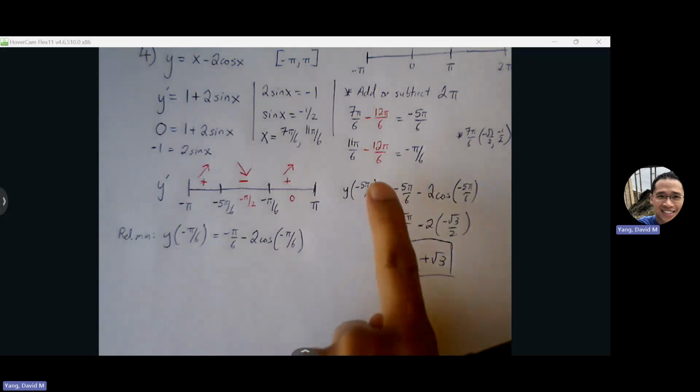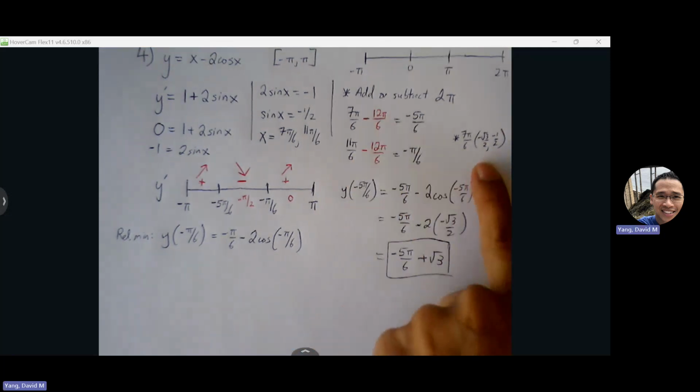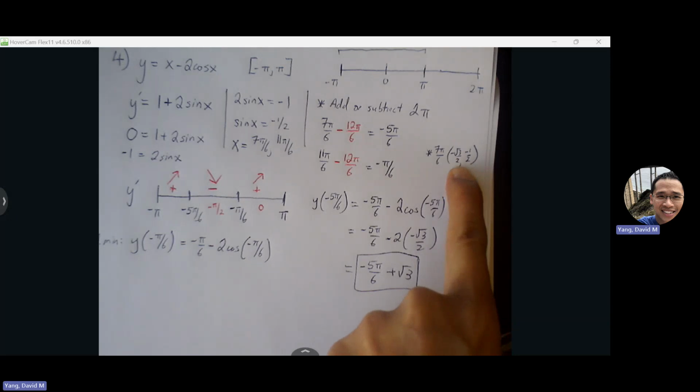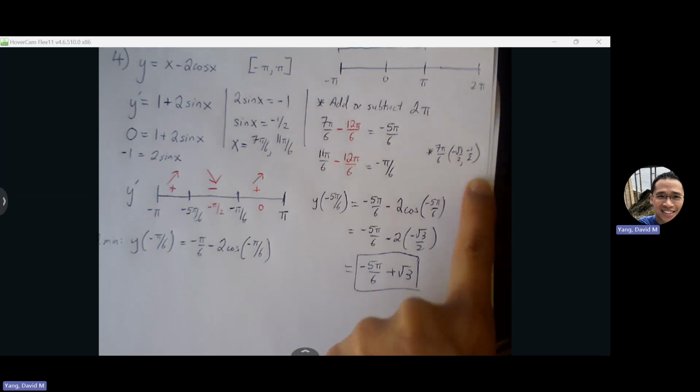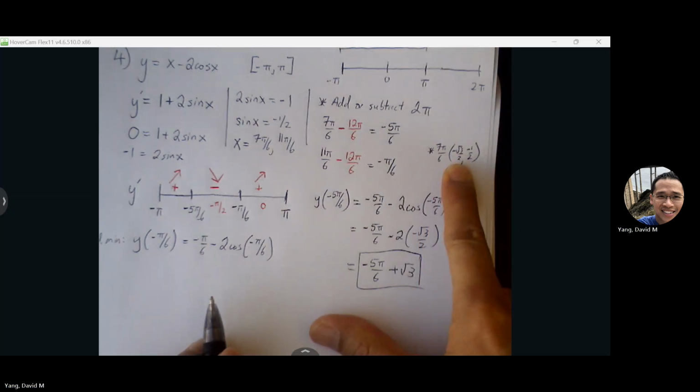We'll treat negative pi over 6 the same way that we treat 11 pi over 6. Basically in the same family. We just know that it's in the fourth quadrant, so positive x and a negative y. So positive root 3 over 2 here.